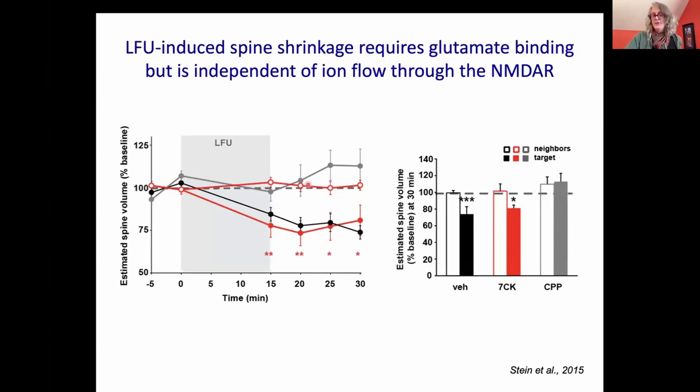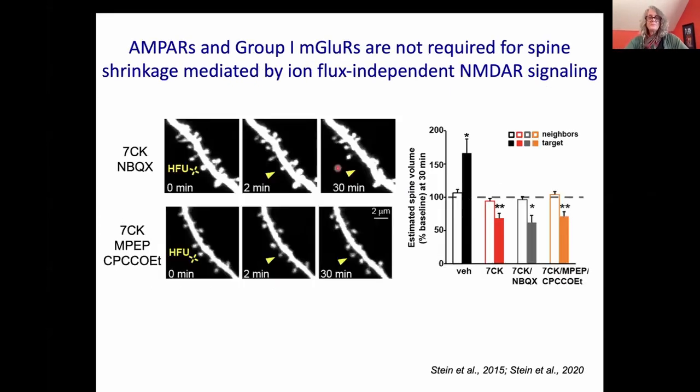However, when he puts on CPP, which blocks glutamate binding to the NMDA receptor, they don't. So this is just a quantification. You can see without any drugs, this uncaging of glutamate leads to spine shrinkage. If we block the co-agonist, which I just showed you blocks all ion flux, we see a beautiful shrinkage that's glutamate induced, because if we block glutamate binding to the NMDA receptor, we don't see any change.